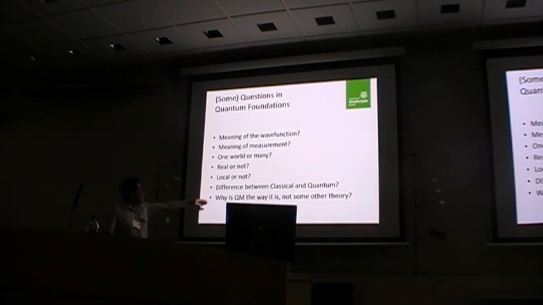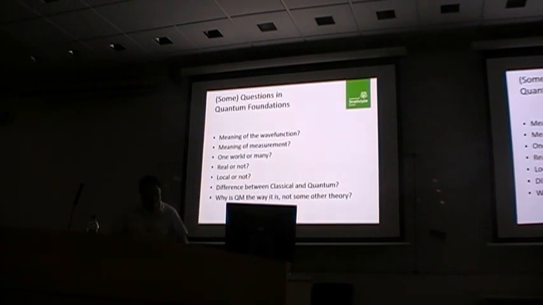A basic question is: why is quantum mechanics the way it is and not some other theory? Now we're thinking more meta-physics, meta-theories. Can we think of more generalized theories of which quantum mechanics is just one particular instance? Are there any physical principles that constrain us to only have quantum theory, or could we have some other possible theory?